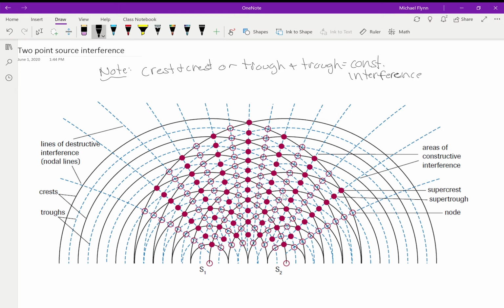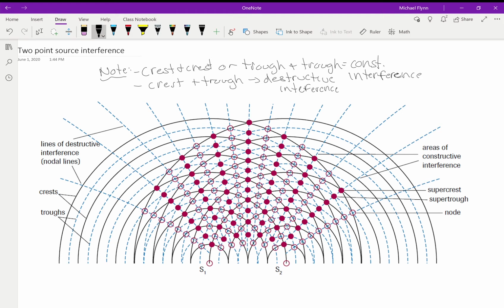And then also crest plus trough. These two points, crest plus trough, when they're opposite, you get destructive interference. And that means they sort of cancel each other out. Now, if they're equally sized, they cancel completely. Now I'm running out of room there, but that's basically it.